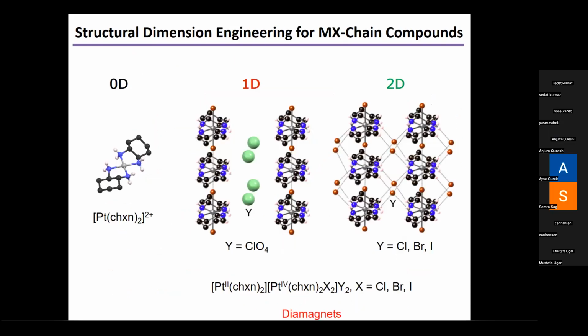So then I focus on the non-magnetic platinum-2 mixed valence compound. This is the chemical formula. The platinum-2 mixed valence compound with the perchlorate counter anion is a 1-dimensional lattice. With the halogen counter anion, it is a 2-dimensional lattice. So we compare the 1-dimensional and 2-dimensional lattices.